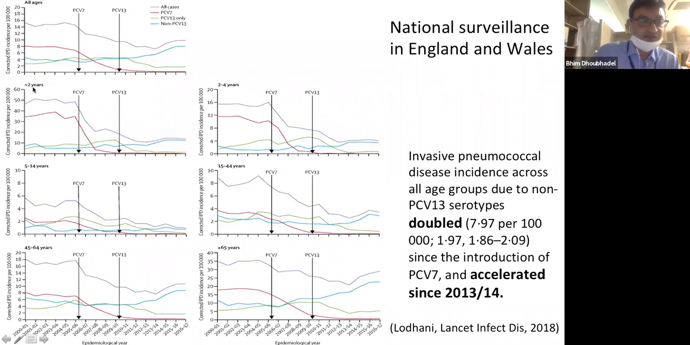And these are the different age groups: less than 2 years, 2 to 4 years, 5 to 14, 15 to 44, 45 to 64, and more than 65 years. So this emergence of non-vaccine serotypes is very much pronounced in the age group more than 65 years of age.